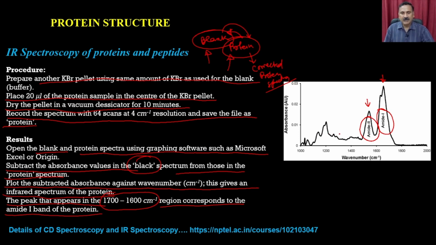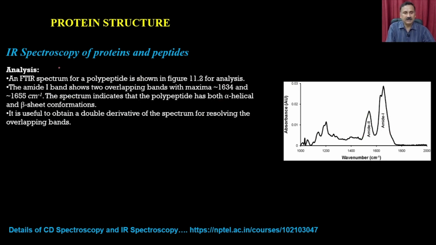Now, how are you going to analyze this? The amide 1 band will show two overlapping bands with maxima at 1634 and 1655. The spectrum indicates that the polypeptide has both alpha helix and beta sheet conformations. It is useful to obtain a double derivative or derivative of the band for resolving the overlapping bands.